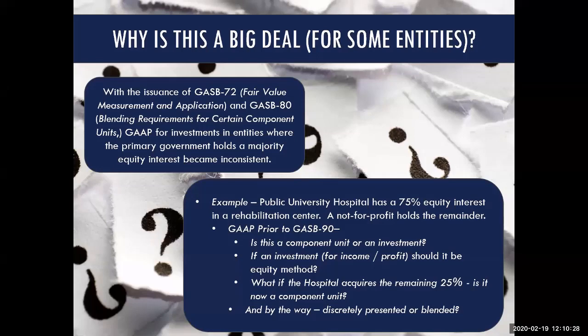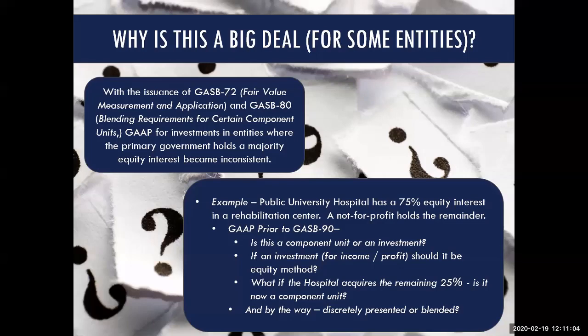For example, a public hospital may have a majority interest in a not-for-profit, and that interest was likely inconsistently reported prior to GASB 90. And the fact pattern that I have on the screen here is very common, especially in the public housing, public hospital sector, where there's a rehab center that is connected to the public hospital. And in this case, we have a 75% equity interest in the rehab center, and a not-for-profit holds the remainder.